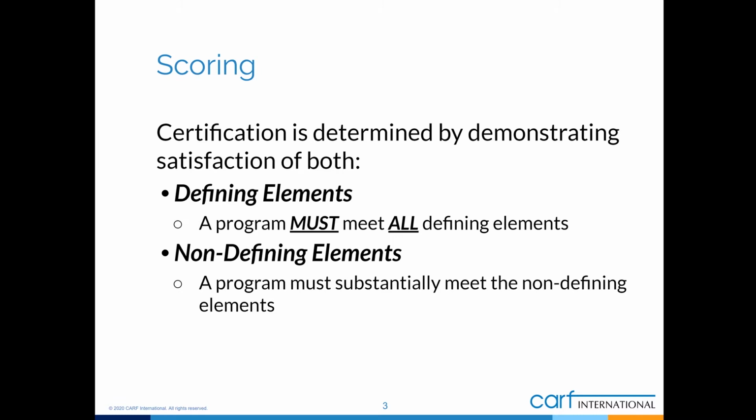Level 3.5 has 314 discrete rating elements. If your program meets 312 of those elements and misses only one, but that one is a defining element, your organization will not be issued certification for level of care 3.5. So please make absolutely sure that you will be able to provide the surveyor with clear, specific evidence that demonstrates satisfaction of each and every defining element for each level of care included in the survey.